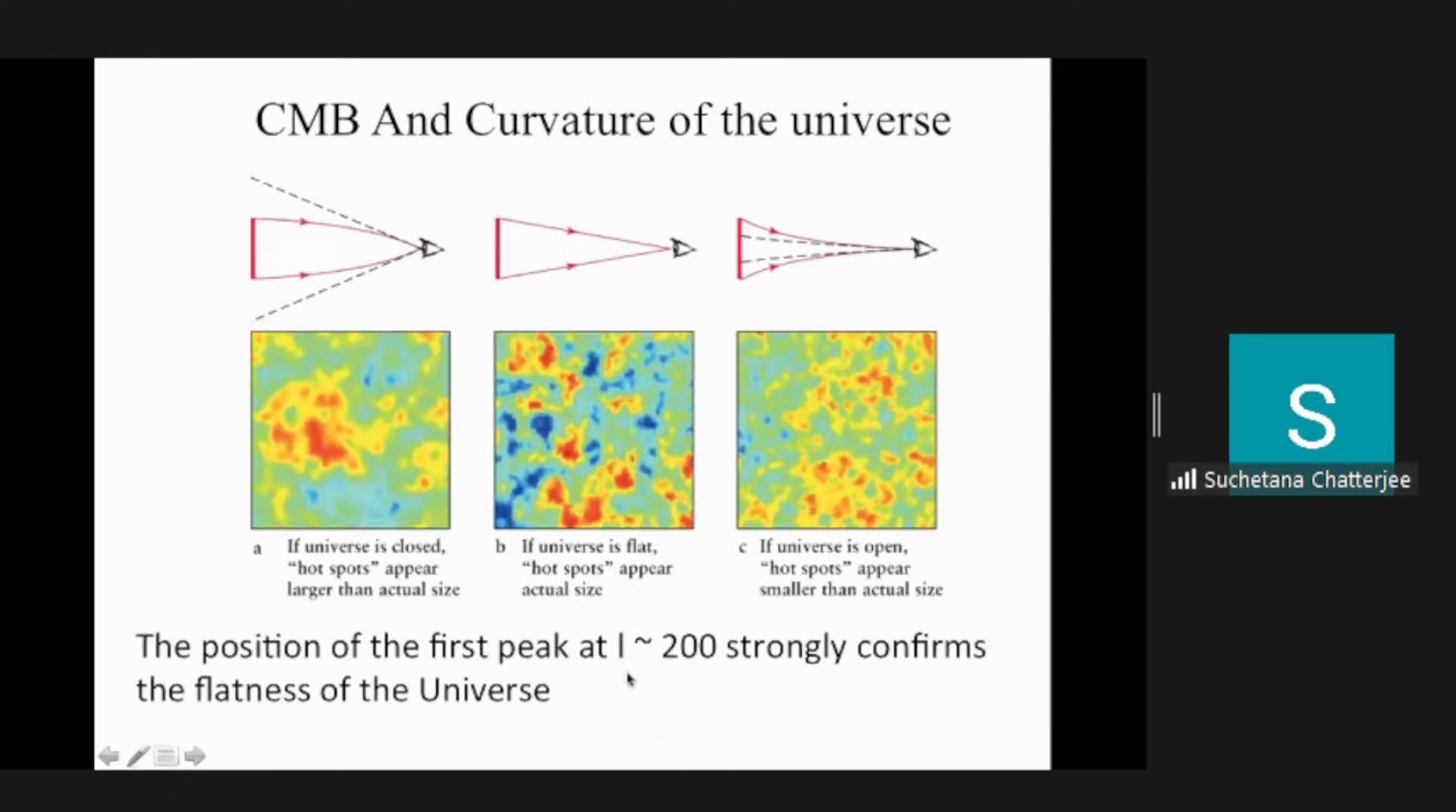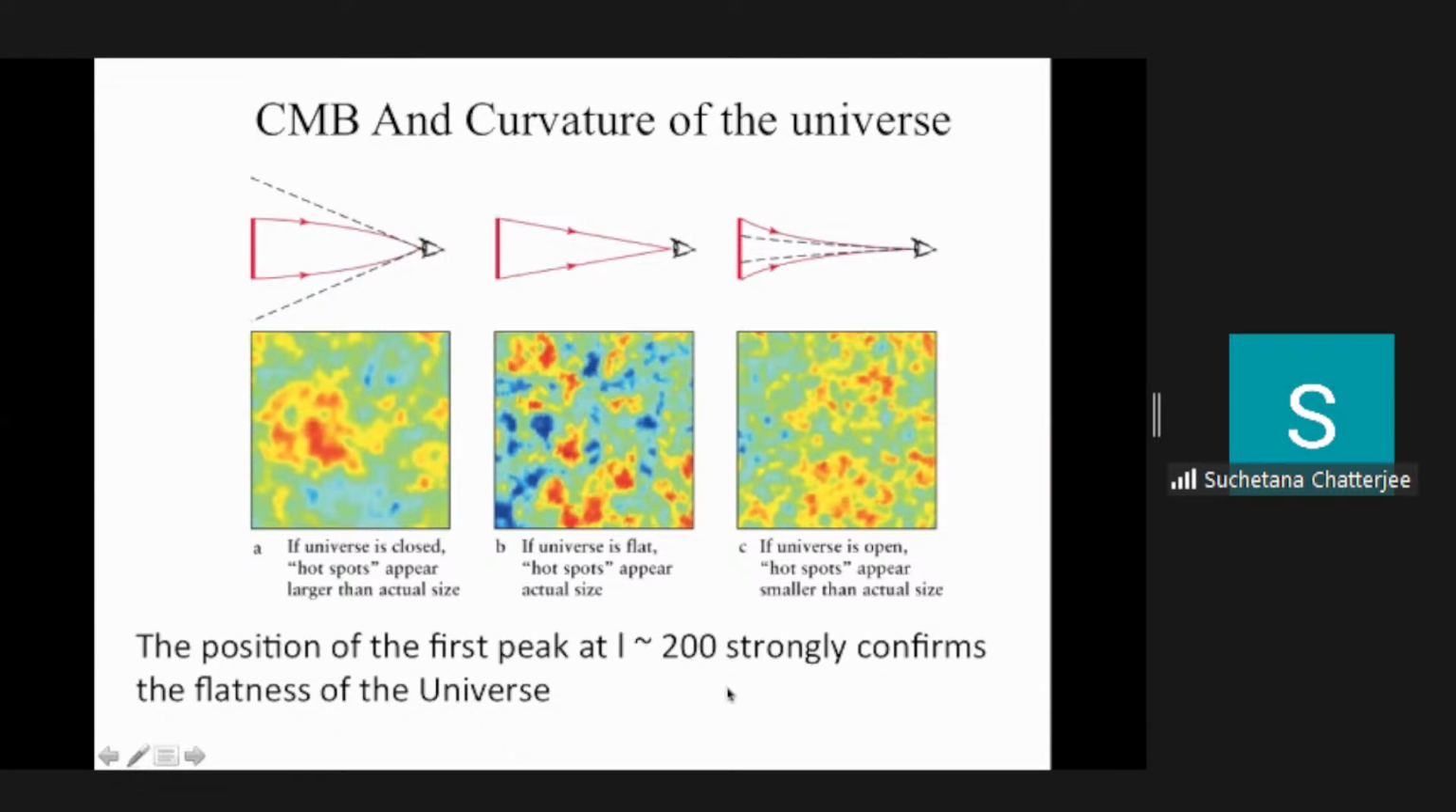the fact that the first peak appears at l equal to 200 strongly tells us that the universe is flat. If it was not flat, if it was positively curved, then the size would have been bigger, so it would have appeared at an l which is less than 200. If it was negatively curved, it would have appeared at an l that is higher than 200.